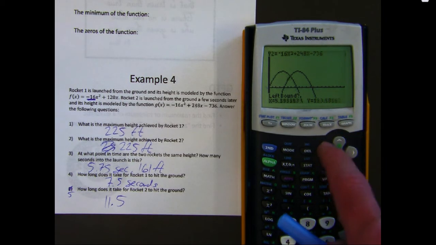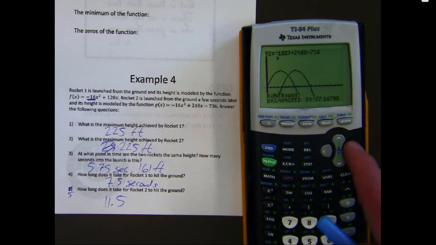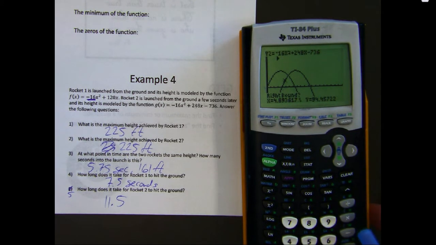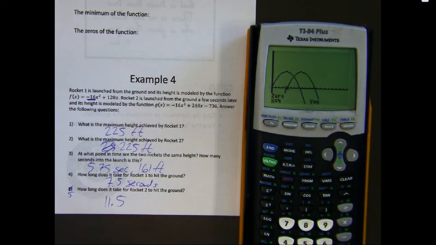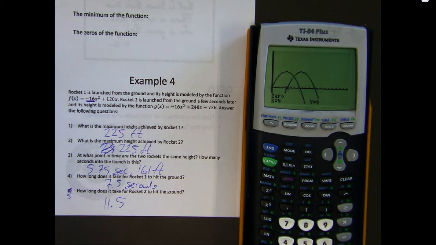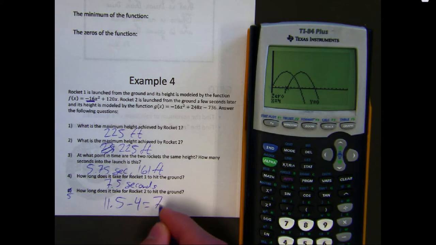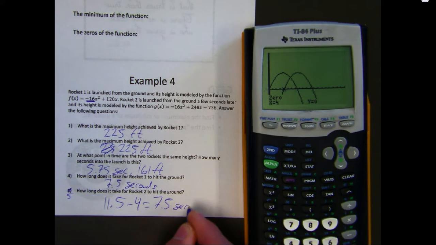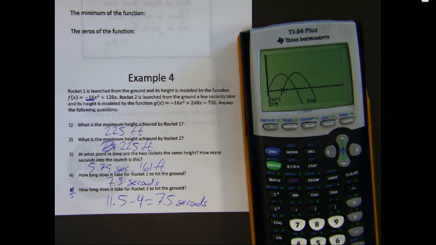So we'll do left bound. In this case, left happens to be below it. Hit enter. We'll do right bound. Right happens to be above it. Hit enter. Put your guess kind of close to it, and it's at 4 seconds. So this is launching 4 seconds after the other one. It lands after a total of 11.5 seconds, but it launches 4 seconds in. So we do 11.5 minus 4, which gives us 7.5 seconds. Even though these are two different functions, they end up giving us pretty similar information.